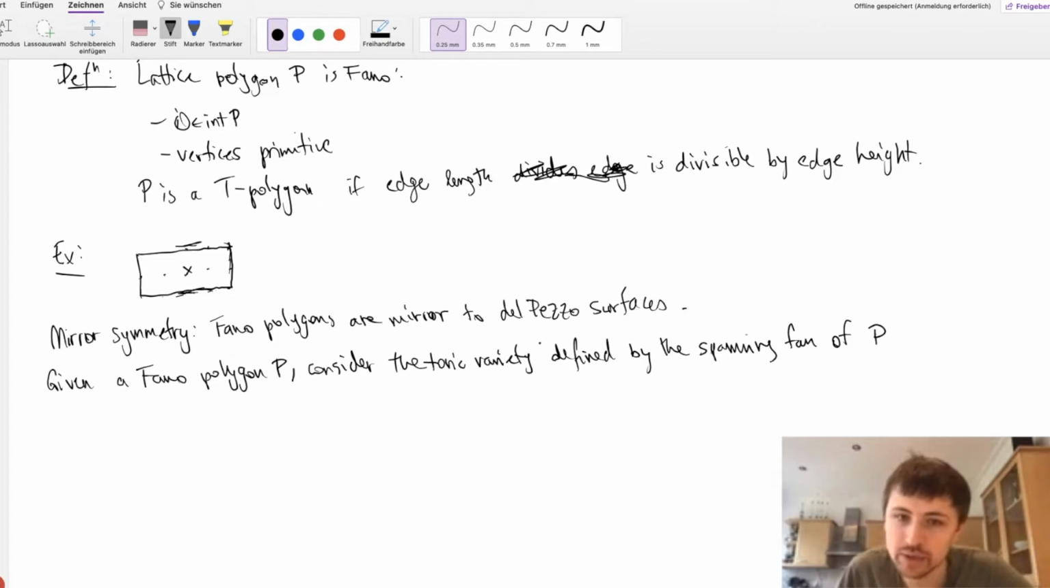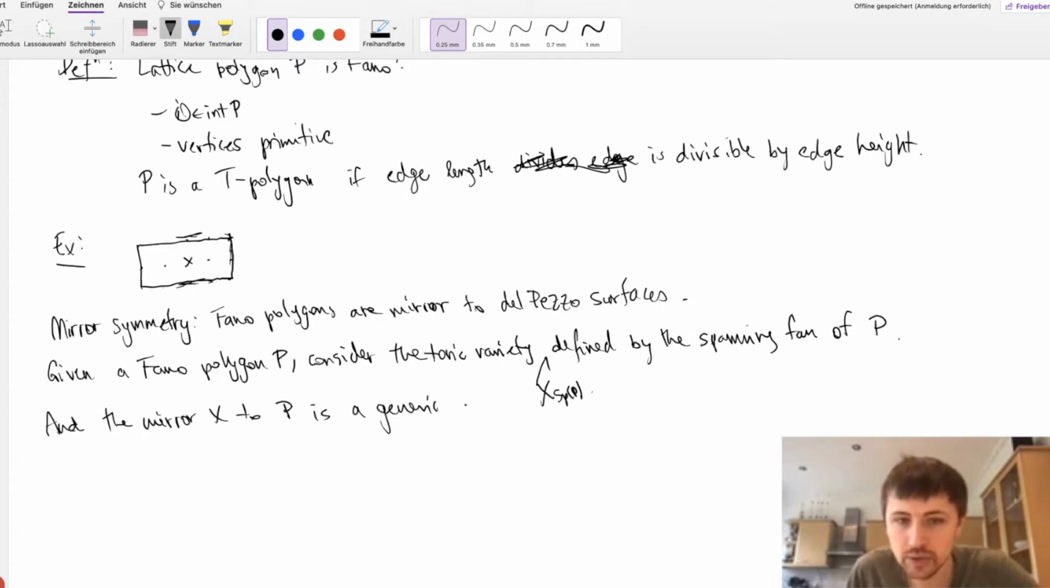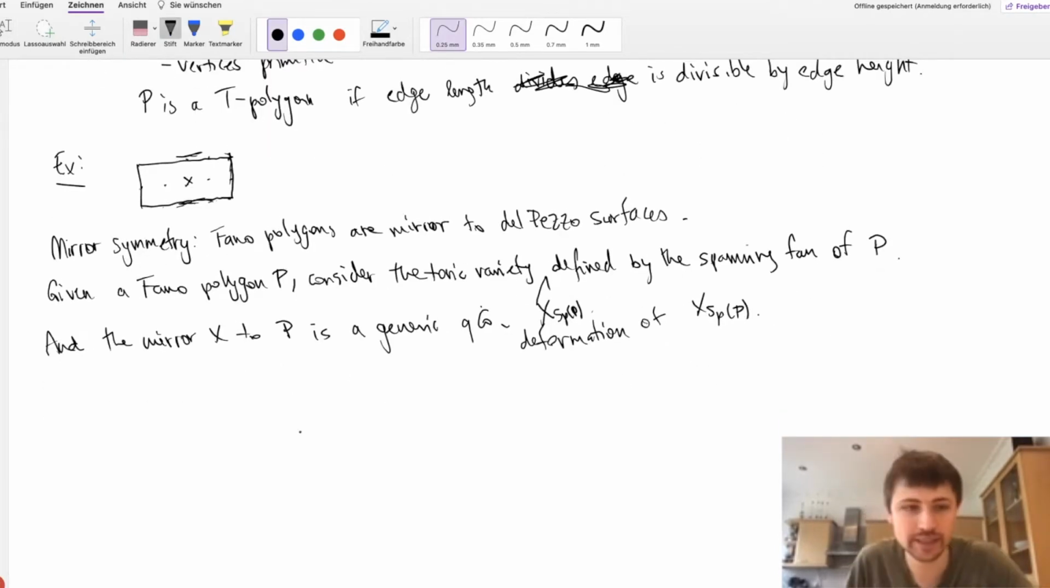Let's give the toric variety a name. That's X span of P. And the mirror X to P is a generic Q-Gorenstein deformation of X span of P. This sounds a bit complicated, but actually it's very easy. Let me just do an example. There we also see what the spanning fan is.